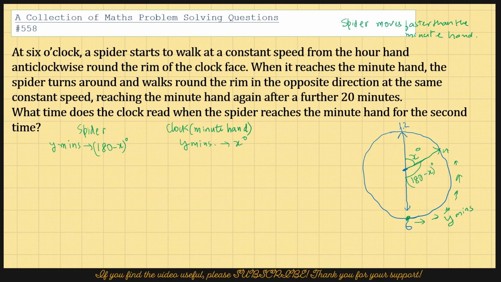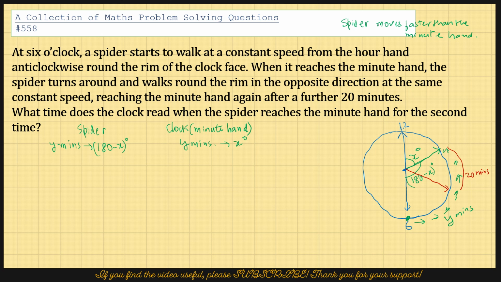statement, that when it reaches a minute hand, the spider turns around and walks round the rim in the opposite direction at the same constant speed, reaching the minute hand again after a further 20 minutes. So let's say that's somewhere here. So this distance would be 20 minutes.